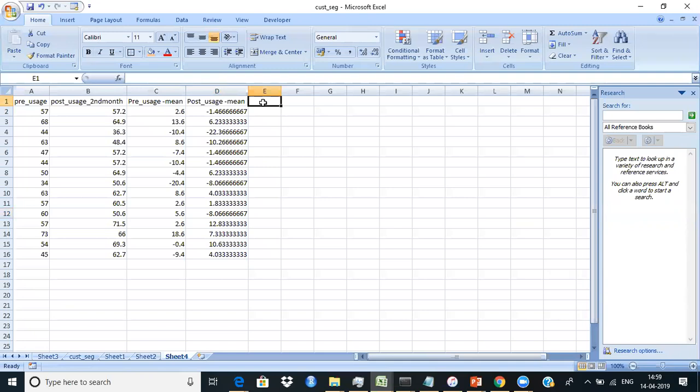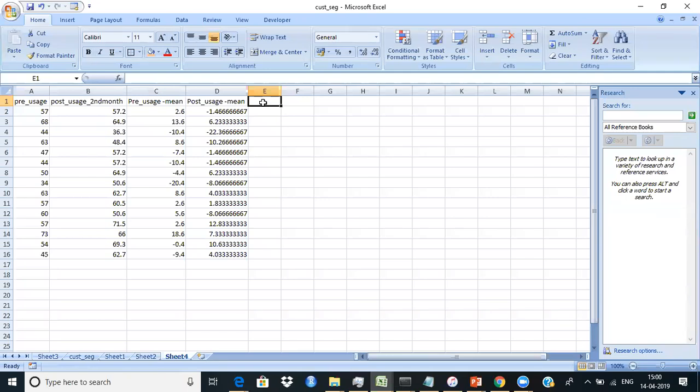The pre-usage mean is... Same way. If the mean is negative, it means most of the observations lower than the mean are already negative. So if you think about it, it will exactly be the same.